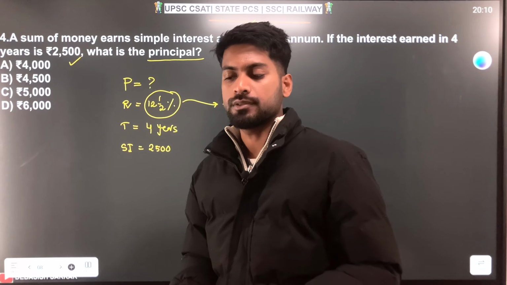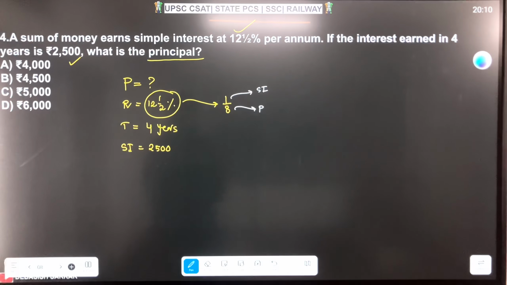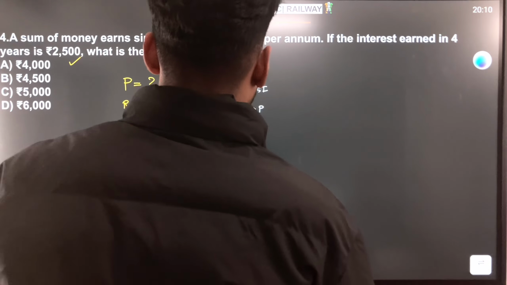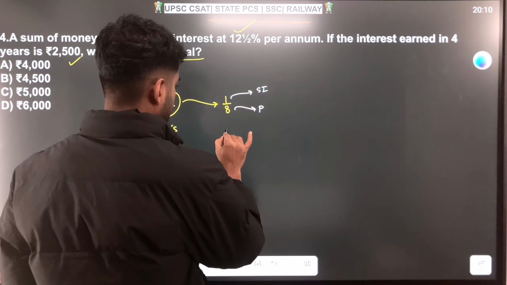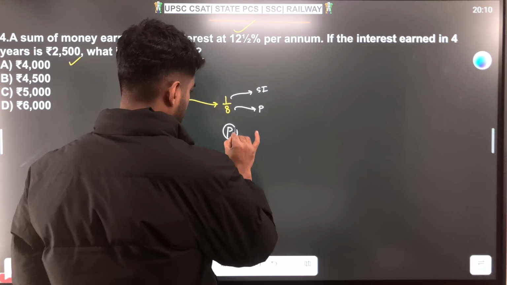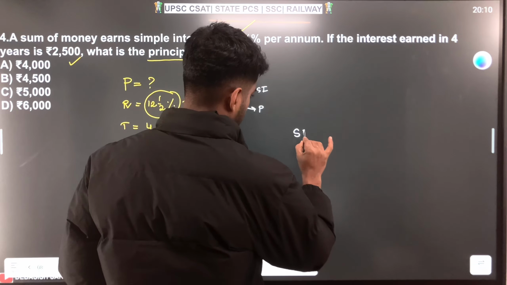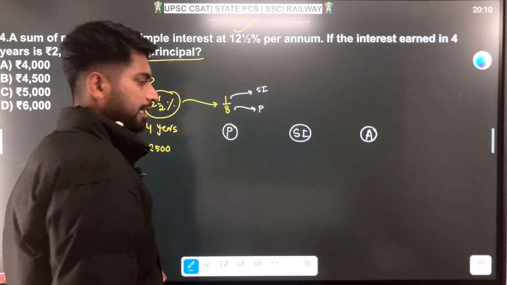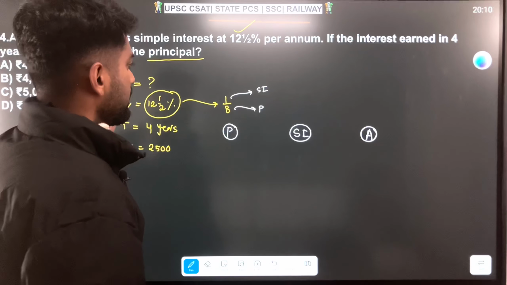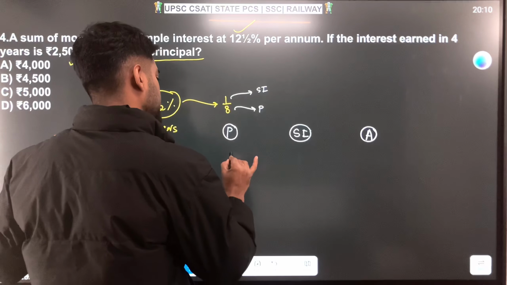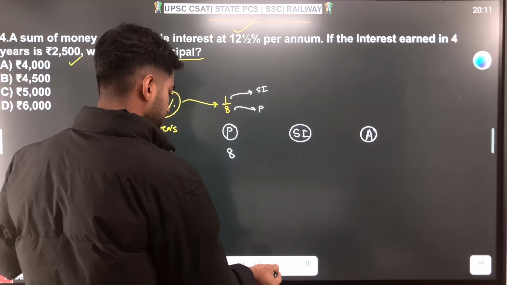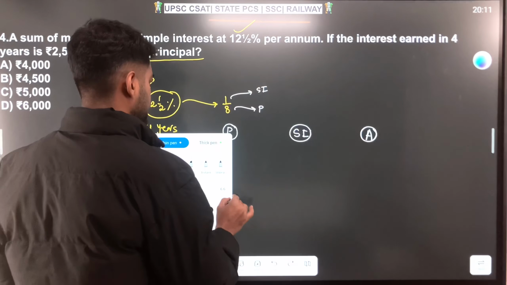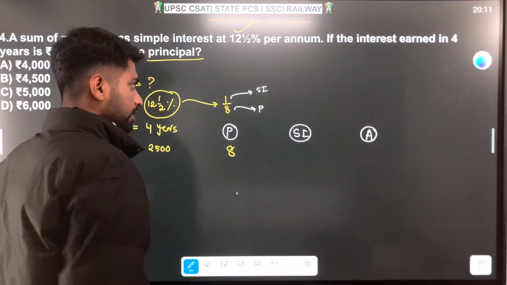Now, what do you have to do? Just a second. Now make the format again. That is your P. This is your SI. Acha, and now leave it. Don't write A because we don't have to get the A. Okay, but just write it. अब देखो, P is 8. Okay, P is 8 because principal is 8 by the fraction.